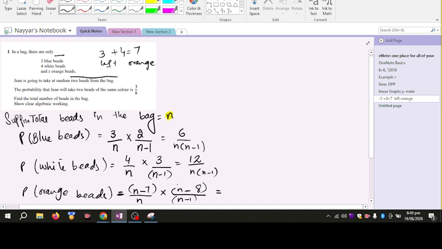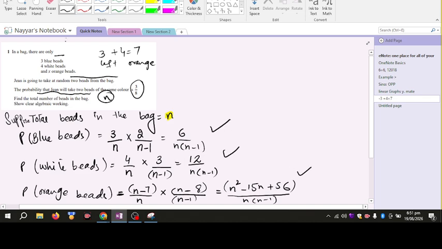So, now n minus 7 and n minus 8 would be like this. If we multiply it, we will get... They told us that the probability that Jan will take 2 beads of the same color is 3 by 8. So why did we just find the blue beads probability, white beads probability, or orange beads probability? Because if he is taking out 2 beads of the same color, it could be the blue beads, it could be the white beads, or it could be the orange beads.